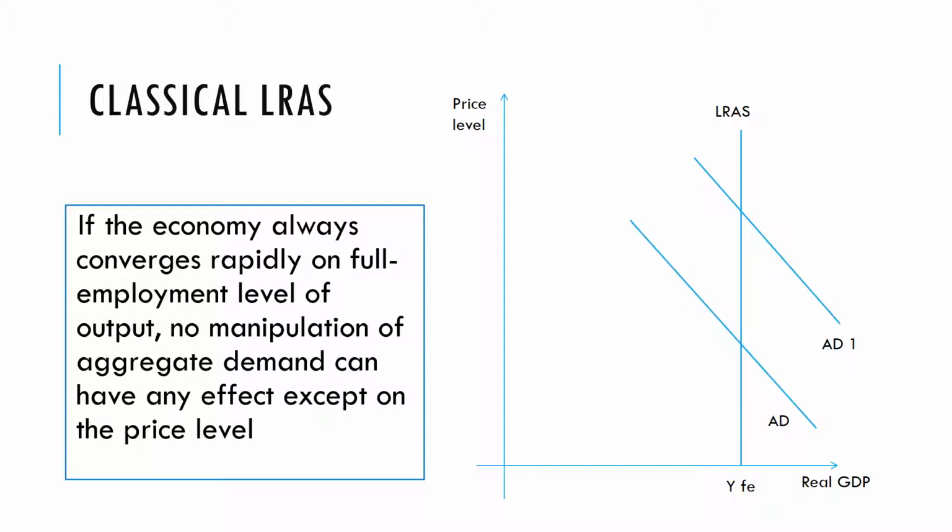So if the economy always converges rapidly on the full employment level of output, no manipulation of aggregate demand can have any effect except on the price level. So the belief behind this long-run aggregate supply curve is that movements in demand can only affect the price level in the long run. They can't actually affect how much is being produced. That can only happen due to changes in supply. So if there was an increase in aggregate supply, there will be an increase in GDP, but any increase in aggregate demand will only change the level of prices, won't actually increase how much could be produced.